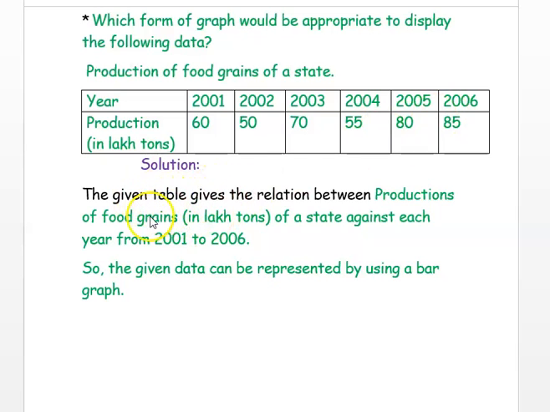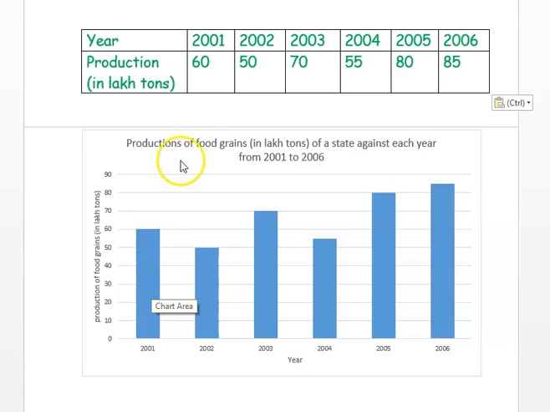Now we'll see the solution. So how to identify what type of graph is suitable for this. The given table gives the relation between production of food grains in lakh tons of a state against each year from 2001 to 2006. So the given data can be represented by using a bar graph. Now let's draw the bar graph from the given table.